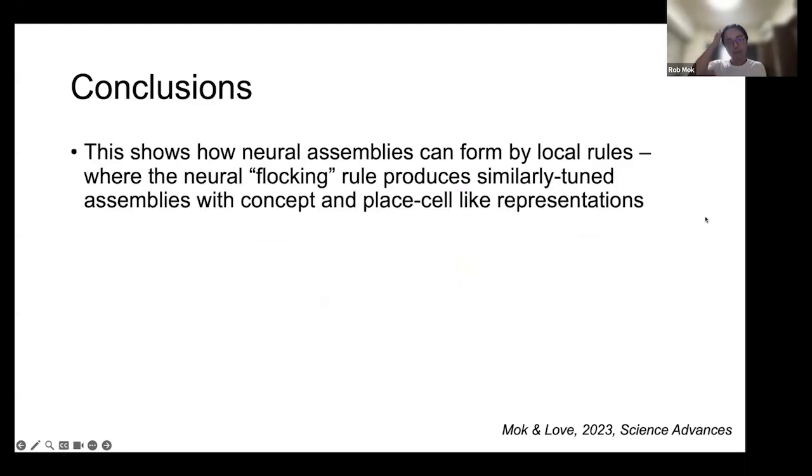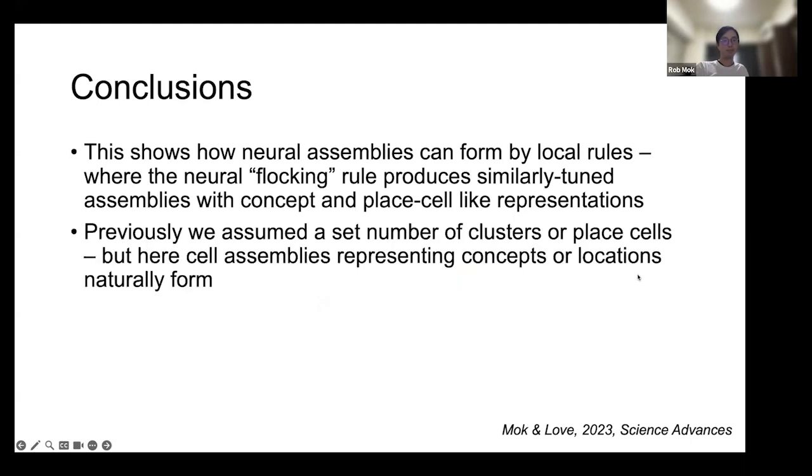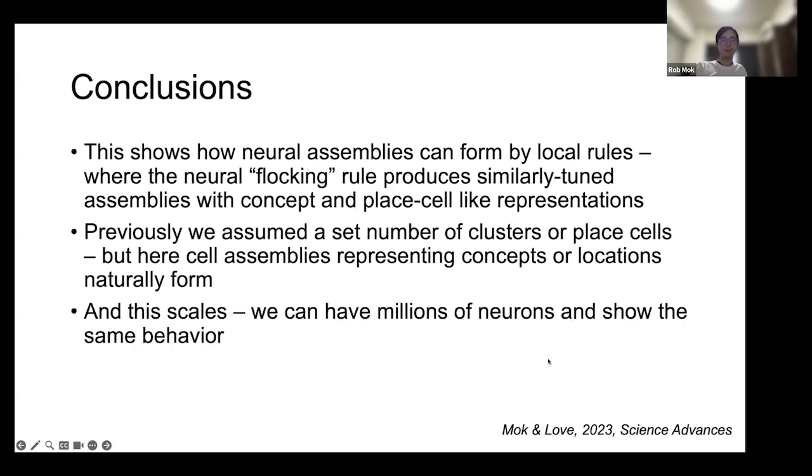So in conclusion, this shows how neural assemblies can form by local rules, where the neural flocking rule produces similarly tuned assemblies with concept and place cell-like representations. Previously, we assumed a set number of clusters or place cells, but here cell assemblies form representing concepts or locations. And at scale, we can have millions of neurons now and show the same behavior.